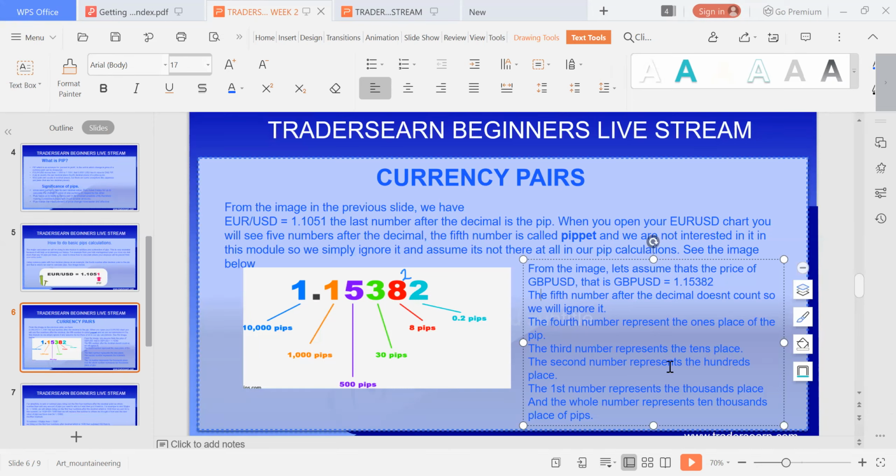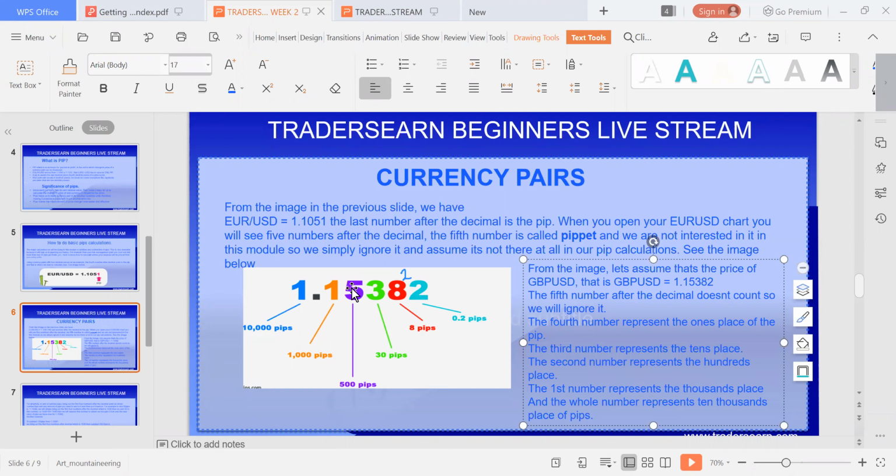Now the third number represents the tens place, meaning it's representing 30. Any number that is here is in tens. If you have 5 here, then this is 50 pips. If you have 2 here, this is 20 pips. Is that clear? So this is the tens place.